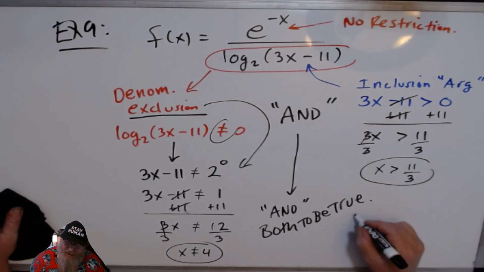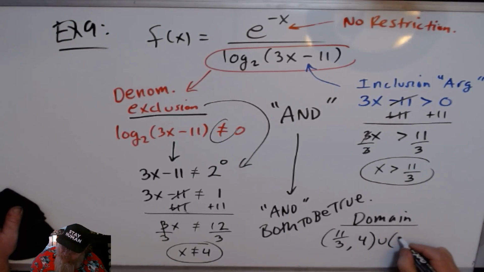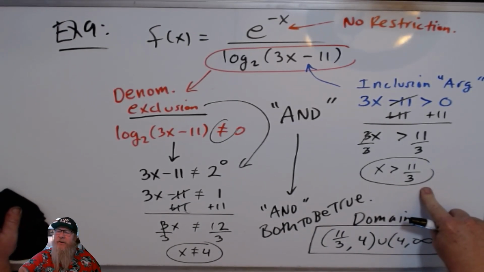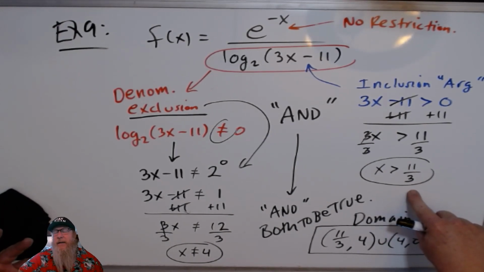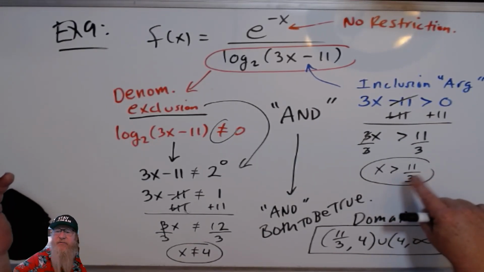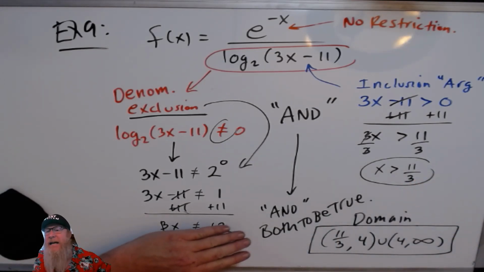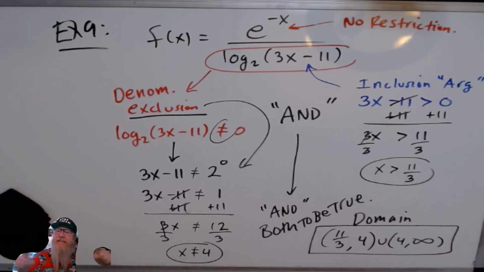So x must be greater than 11/3 and not equal to 4. All right, so it's greater than 11/3 but not equal to 4. Now, the only reason why the 4 even matters is because 11/3 is smaller than 4, right? 11/3 is like 3 2/3. If this 11/3 was larger than 4, so if this was, say, 15/3, 15/3 would be 5, yeah, then you wouldn't even have to include this because it's already not including 4.